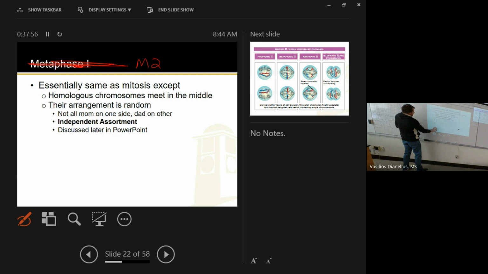I hope you can see the color difference there. That's the best I could do. See, what we have here is a mom chromosome, a dad chromosome, a dad chromosome, and a mom chromosome. What we have here is a dad chromosome, mom chromosome, and a dad chromosome. So think about all the different ways you have that combination, right? It could be all mom on one side and all dad on the other, or it could be mom, dad, dad, mom, or mom, dad, or dad, mom, right?